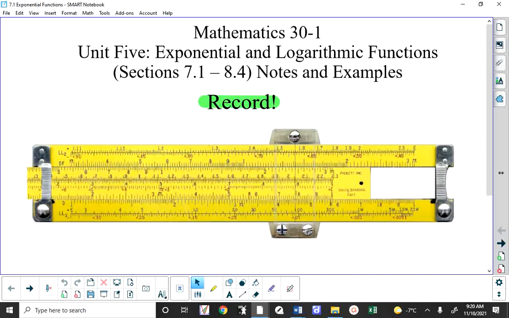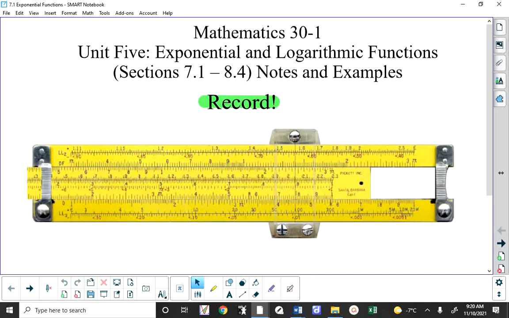Anyway, this is Unit 5. It deals with exponential and logarithmic functions. Logarithms are a mathematical invention created by a fellow by the name of John Napier in the 1600s. And they didn't have electricity back then or any kind of technology like that. But John Napier invented what's called the slide rule.